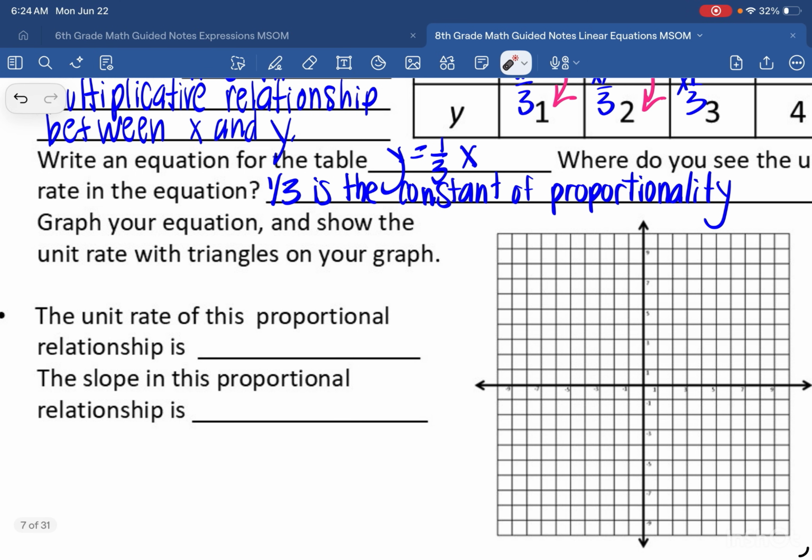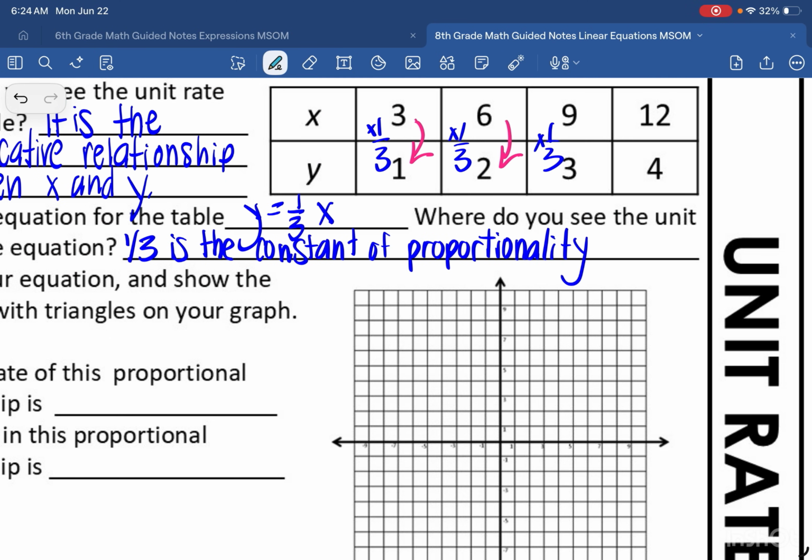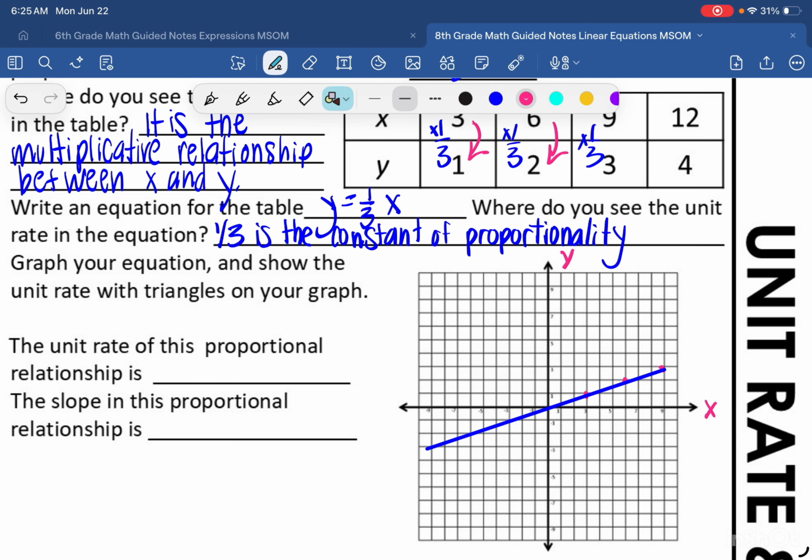Graph your equation and show the unit rate with triangles on your graph. So there's the table if you need to use that to graph. Here's my x-axis and my y-axis. I have the points 3, 1, 6, 2, etc. All right, so there's my graph.